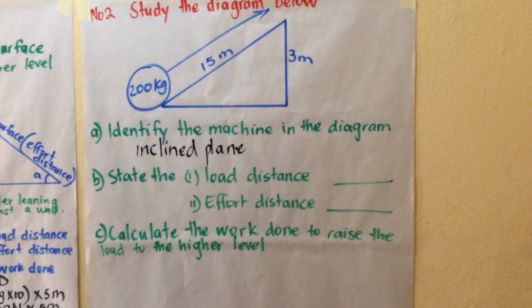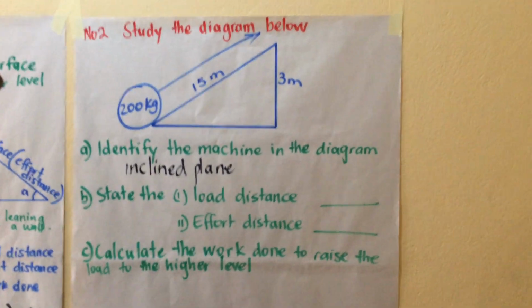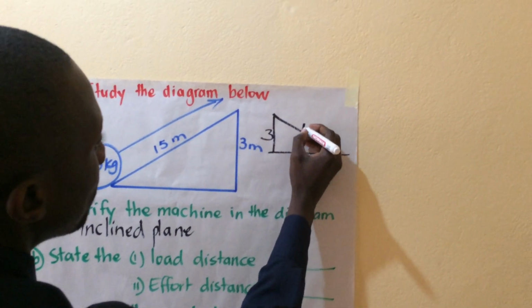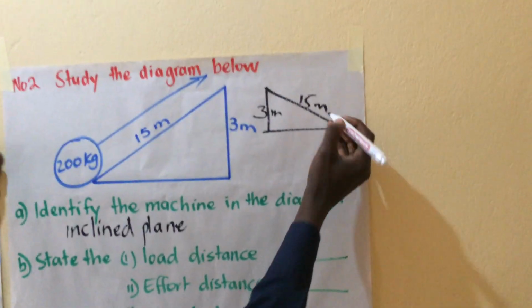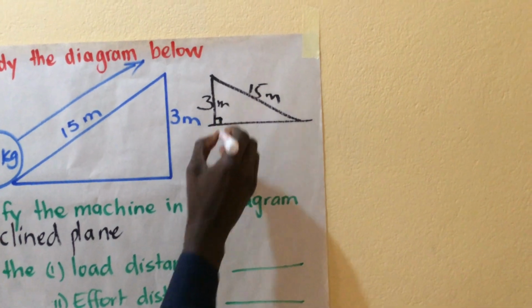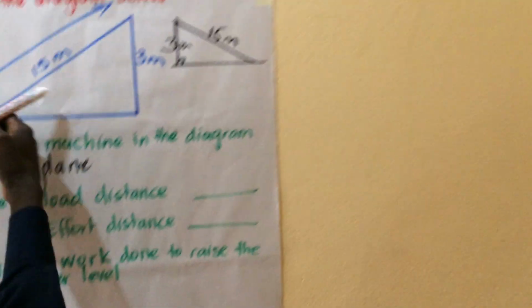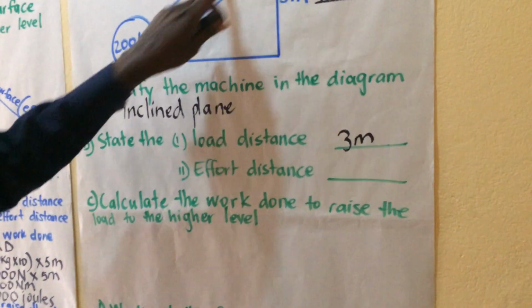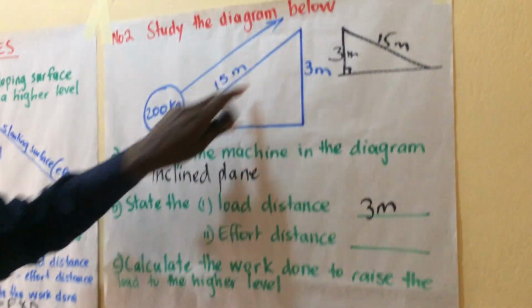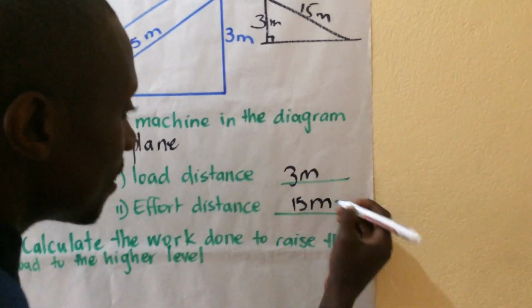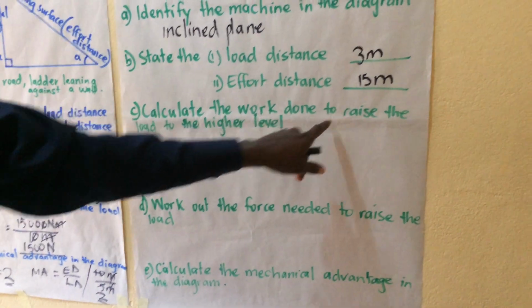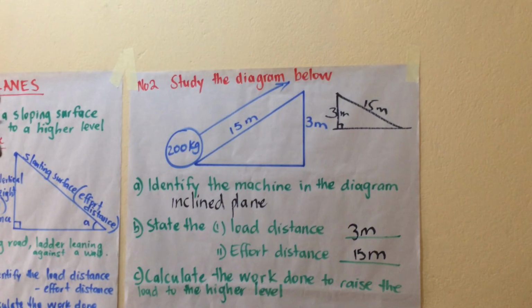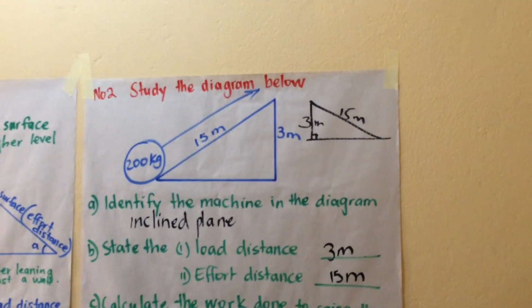Identify the load distance. Load distance is where we have the vertical height. Another one can draw it like that and say it's 3, then 15 meters. The side that has the right angle is the load distance, so the load distance in this case is 3 meters. The effort distance is the side with the inclined plane, that is 15 meters. Calculate the work done to raise the load to the higher level. The load is raised from here to there.